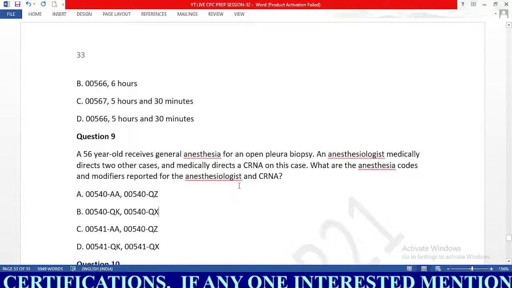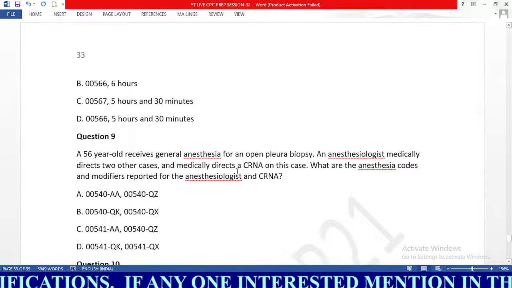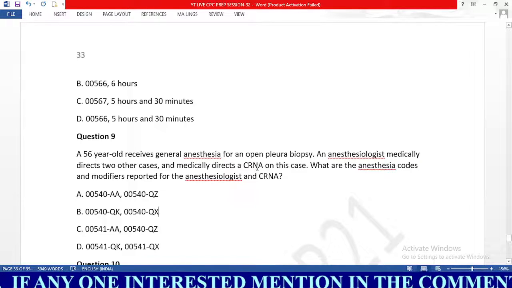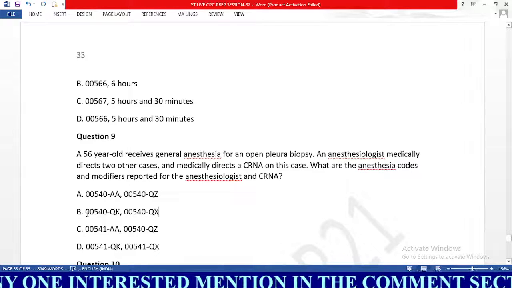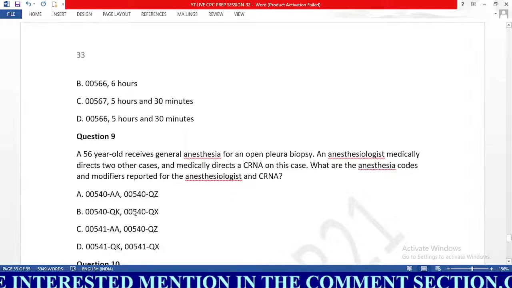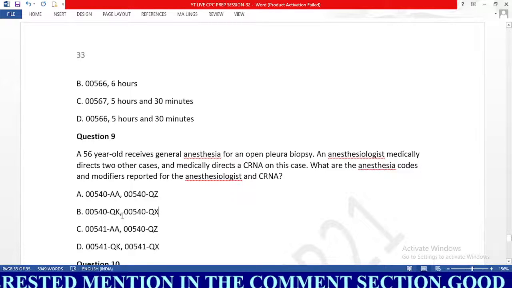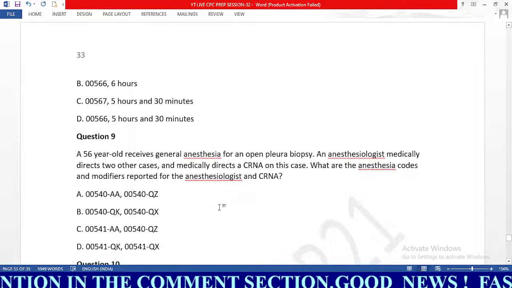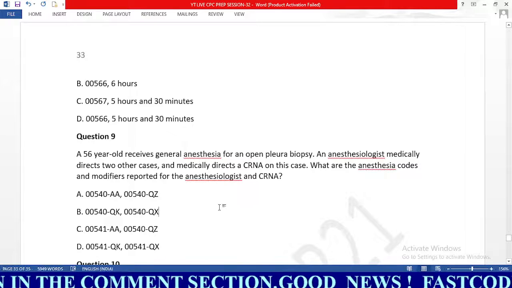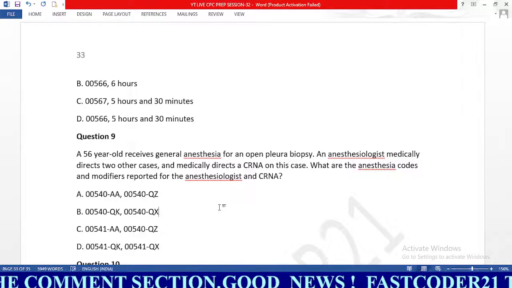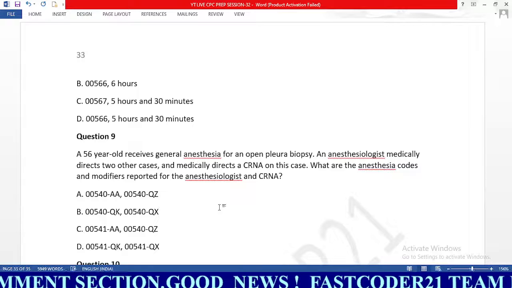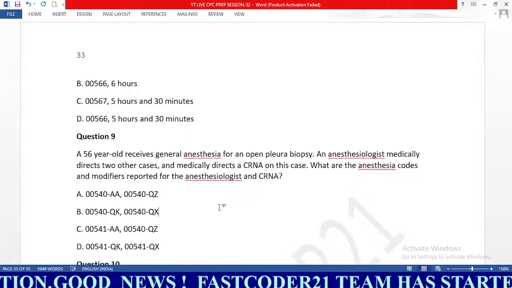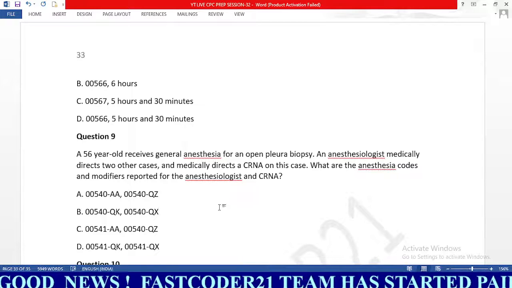Here if you see the documentation, anesthesia provided by CRNA. For CRNA we need to use QX modifier. So here our answer is B, 00540 QX. QK is for anesthesiologist, QX is for CRNA under anesthesiologist supervision. So our answer is B guys here. So try to remember. You need to master anesthesia modifiers here. Try to practice more about anesthesia modifiers so you can write correctly.